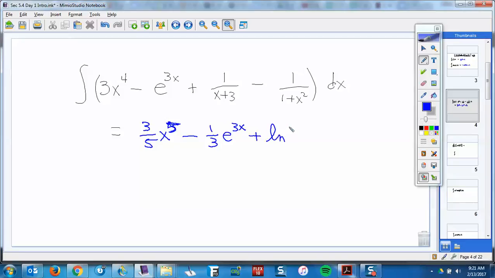ln. Now, we're going to learn later, in a few days, why there needs to be bars around the x plus 3, but I'll just put them there so you understand. And what about this guy right here? Arctangent of x. And then plus c. Because what's the derivative of arctangent? 1 over 1 plus x squared. So the antiderivative of 1 over 1 plus x squared has to be arctangent.